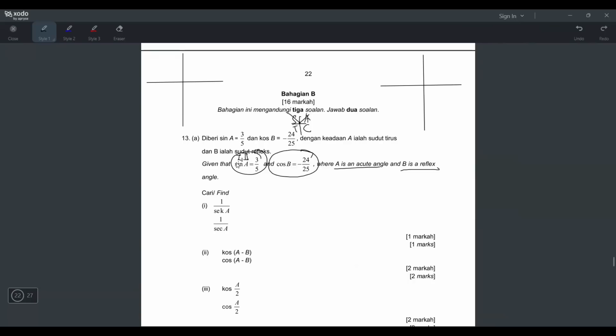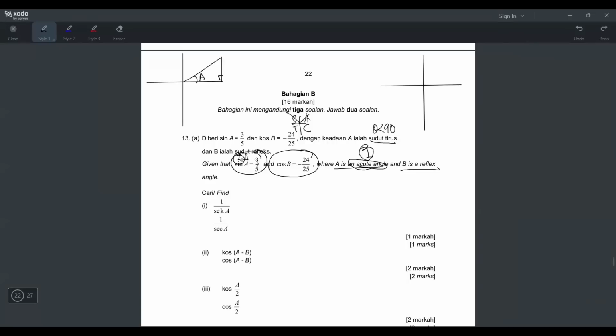But which quadrant? Okay, if you keep reading, they mention here, A is an acute angle. Acute angle means sudut tirus. Sudut tirus means less than 90. Less than 90, confirm quadrant 1. So confirm your A is quadrant 1. So later, draw a line in quadrant 1, tarik to x-axis, and this is your angle A.